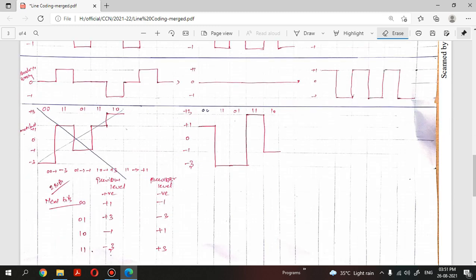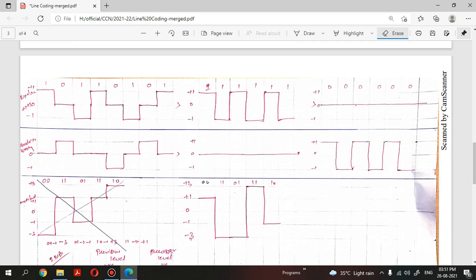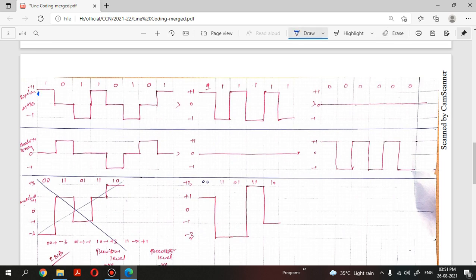Let's move on to the next one, bipolar AMI. It's a very simple mechanism. Here we always give positive voltage for 1 and neutral voltage for 0.